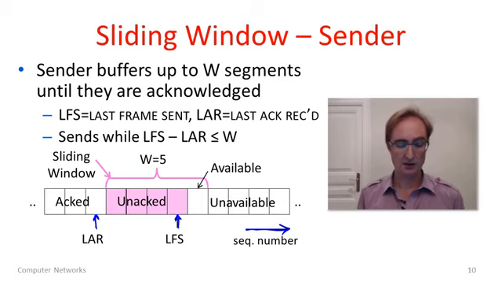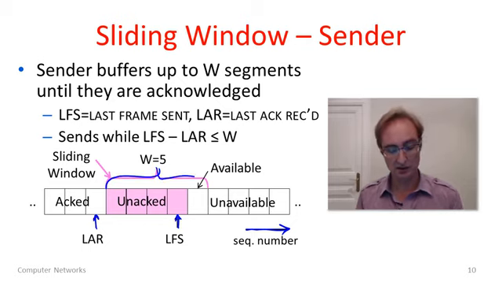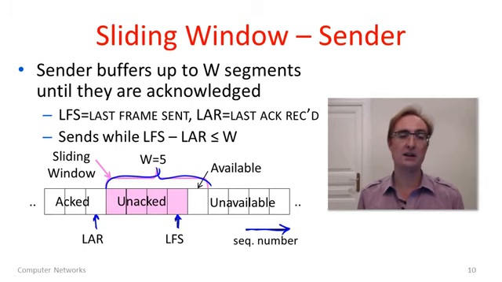Our sliding window has a buffer of up to W packets, so we can have a difference between LAR and LFS, the number of packets we've sent into the network that haven't been acknowledged, of up to W packets. You can see the sliding window here, and we actually have 4 packets out in the network, the window's 5, so actually we could fit one more.